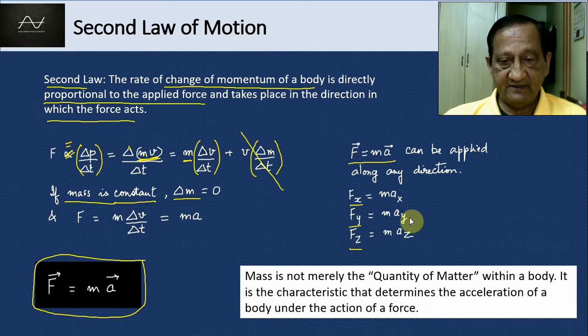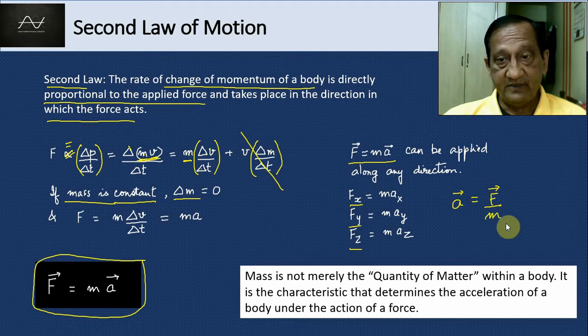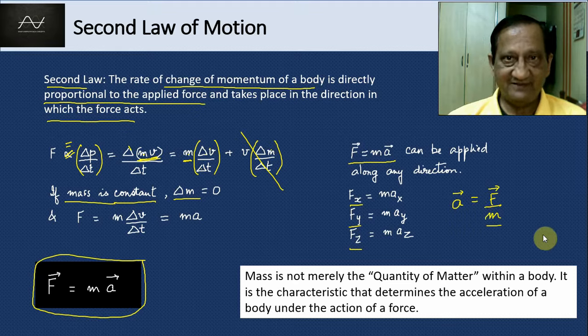And we can see here that you write acceleration as force upon mass. Mass is not merely the quantity of matter. It is that characteristic of the body which decides how much acceleration would be produced in a body under a given force. Larger the mass, smaller the acceleration. Smaller the mass, larger the acceleration for a given force. That is why we say mass is a measure of inertia. Larger the mass, smaller the acceleration. Right? And this is a very, very important law. In fact, this is the most important amongst the three.